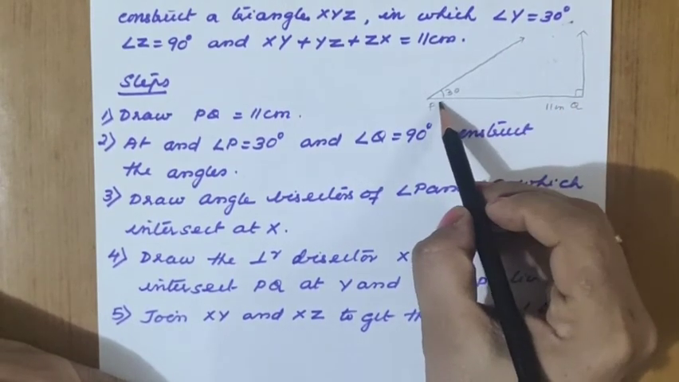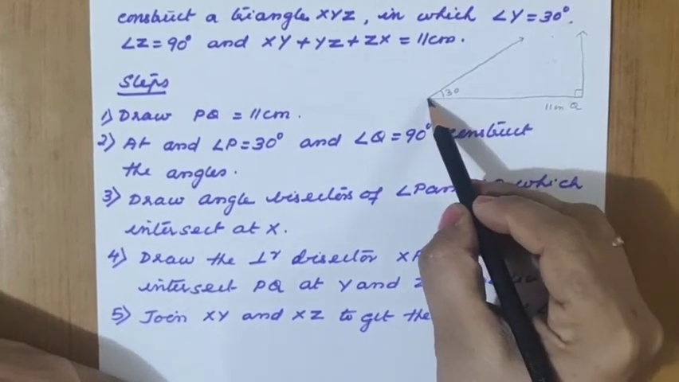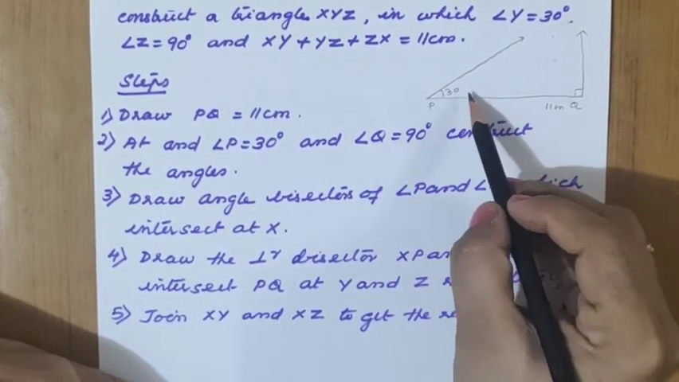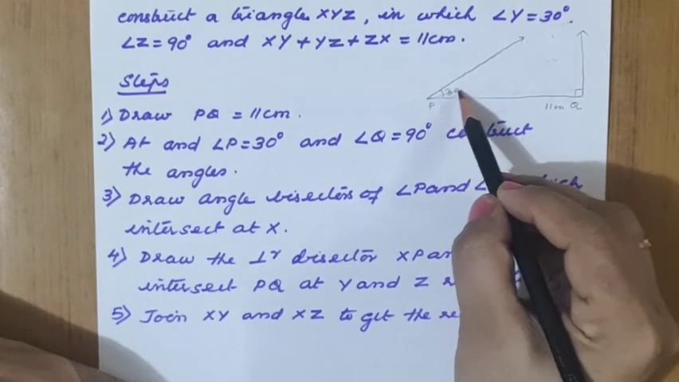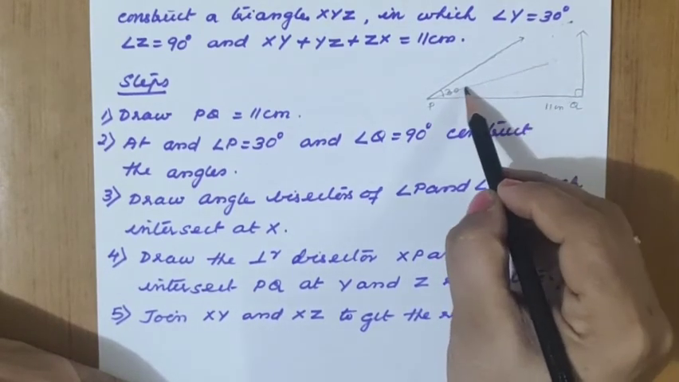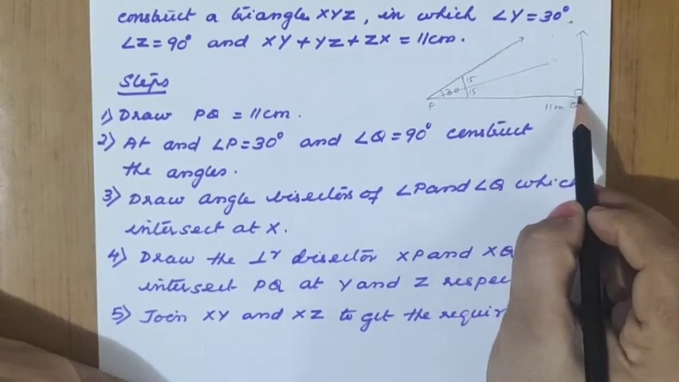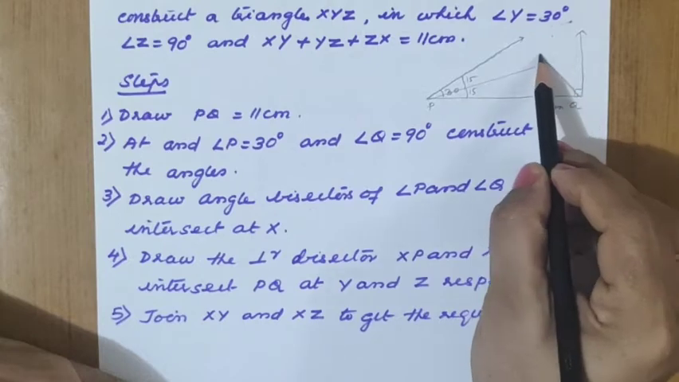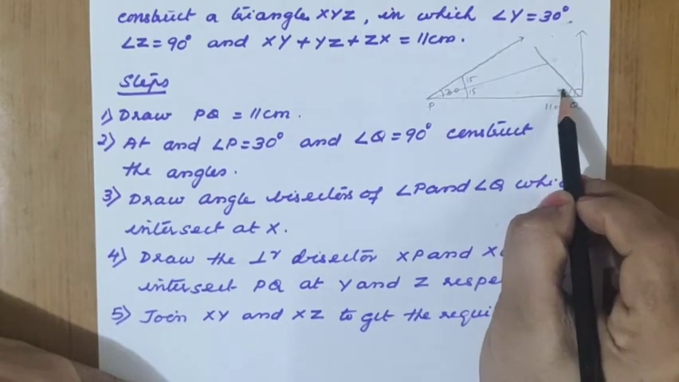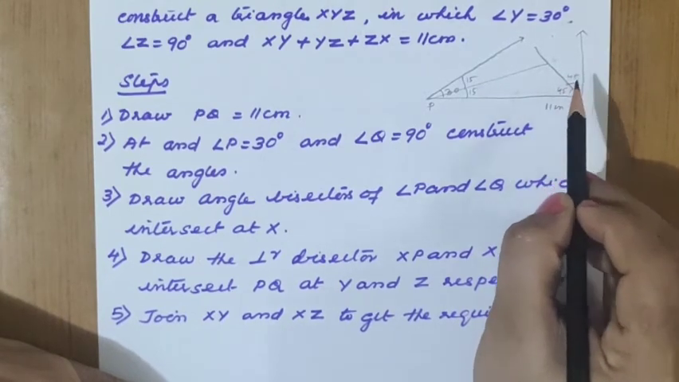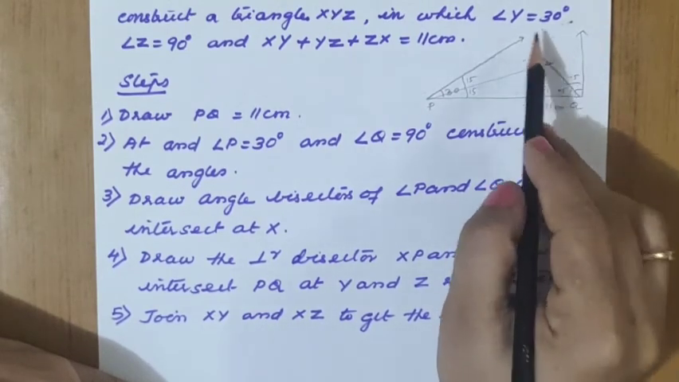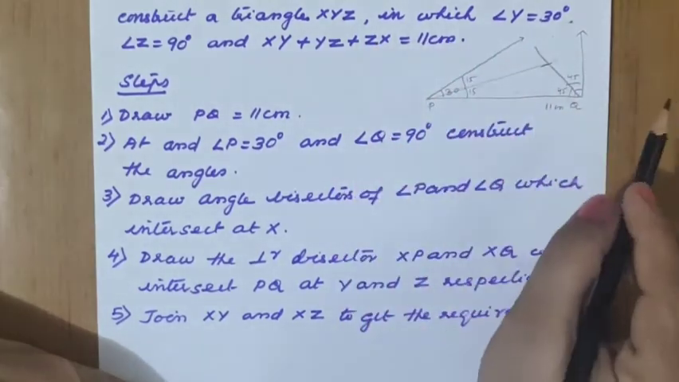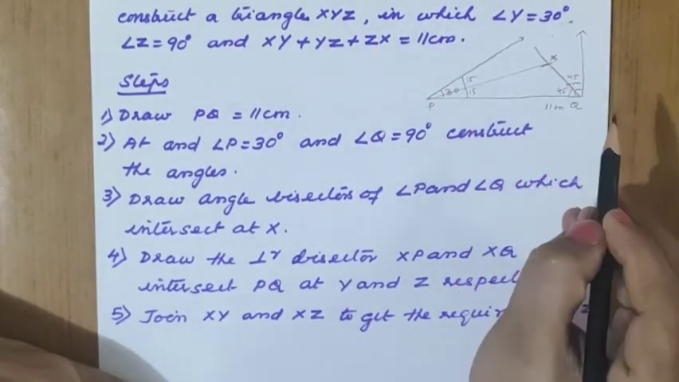Now the next step is the important step. What do we have to do? Draw the angle bisectors. Angle bisection is to be done by drawing the angle bisectors. That means the 30 degrees is divided into 15 degrees each, right? And here it is 45 degrees. Now these will meet at one point, which we have to take as the not-base-angle vertex. Y and Z we cannot take, so X we are writing here.